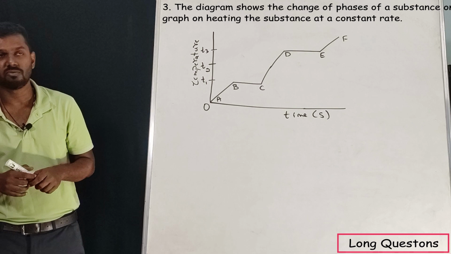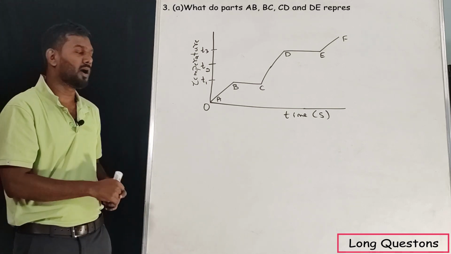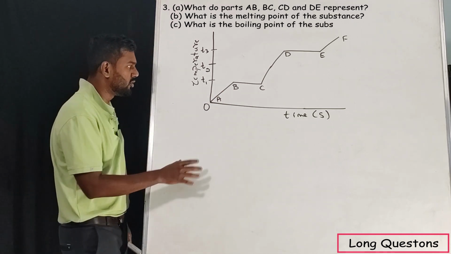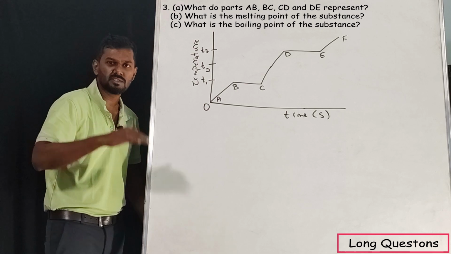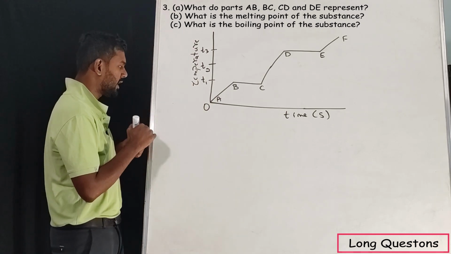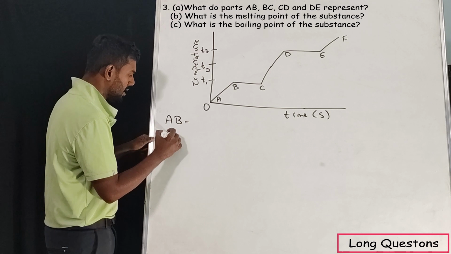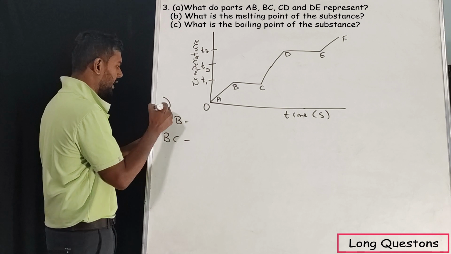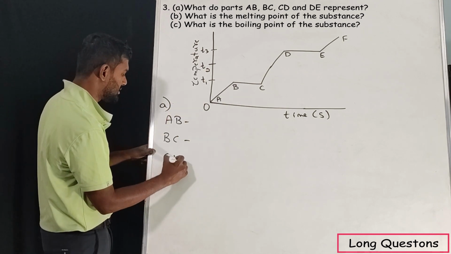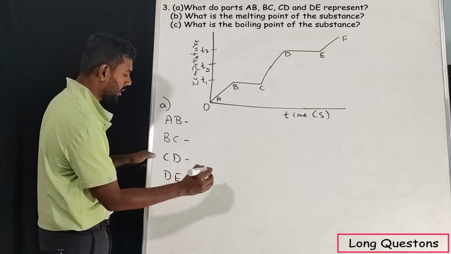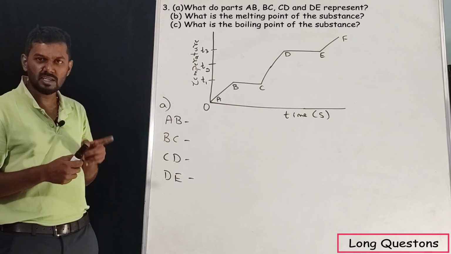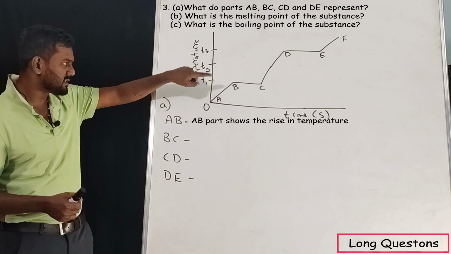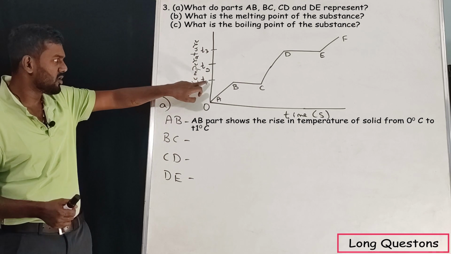Now we'll go for the questions. What do parts AB, BC, CD and DE represent? Very simple. As I told you, AB and CD represent the rise in temperature. First we'll talk about AB, next BC, then CD, then DE. This is question A, correct? AB represents there is a rise in temperature from 0 degrees Celsius to T1.